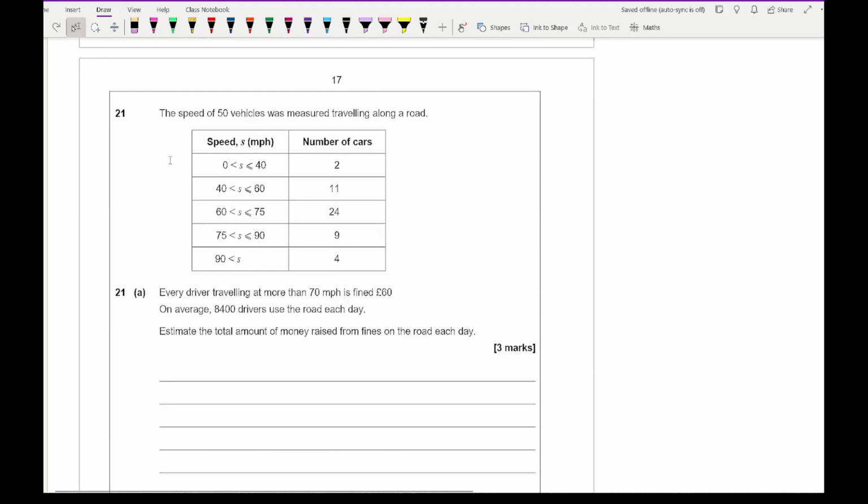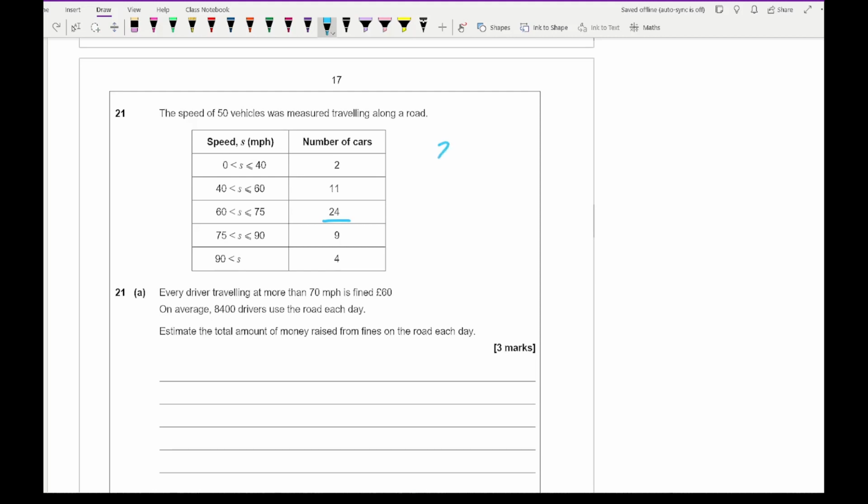Then with question 21, it says the speed of 50 vehicles was measured travelling along a road. Every driver travelling at more than 70 miles per hour is fined £60. On average, 8,400 drivers use the road each day. Estimate the total amount of money raised from the fines on the road each day. Now the problem with regards to 70 is that I need to know roughly how many of the 24 that are in the group of 60 to 75 are travelling over 70 miles an hour.